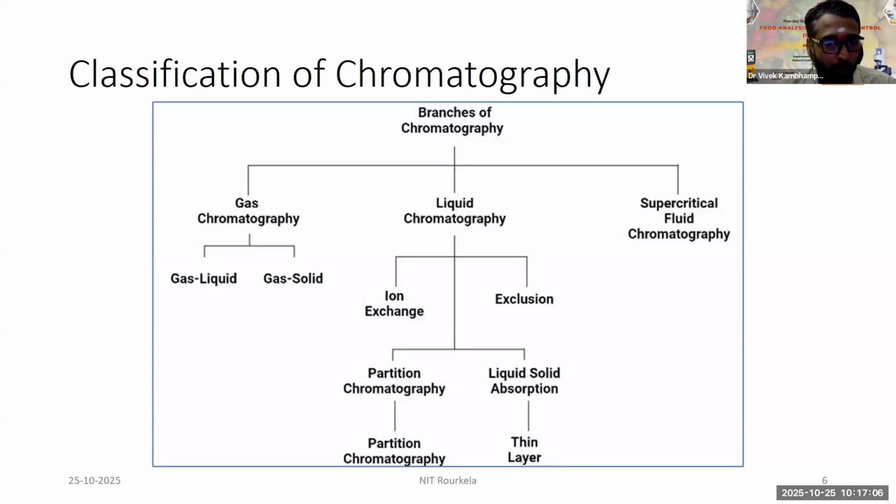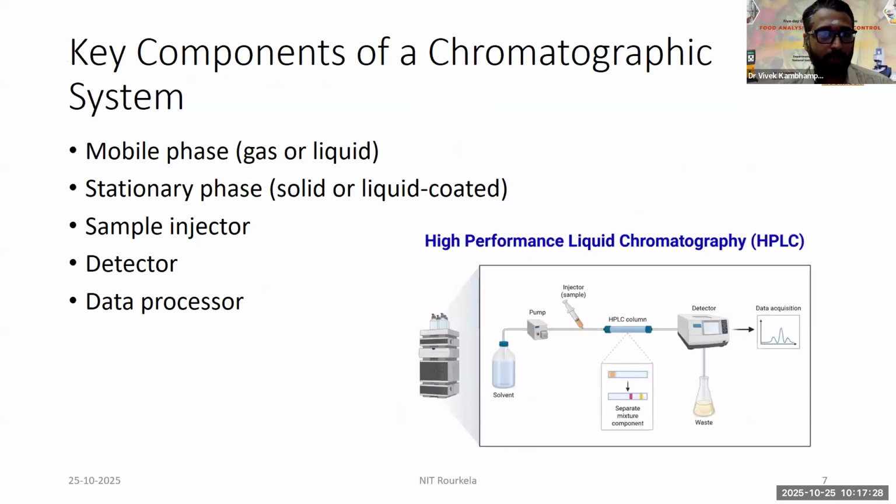Okay, the setup will be in the column. In liquid chromatography, you have ion exchange chromatography, exclusion chromatography, partition chromatography, and liquid solid adsorption chromatography. This liquid solid adsorption chromatography is also called thin layer chromatography. As you already heard about thin layer chromatography, we'll learn those things as well, right?